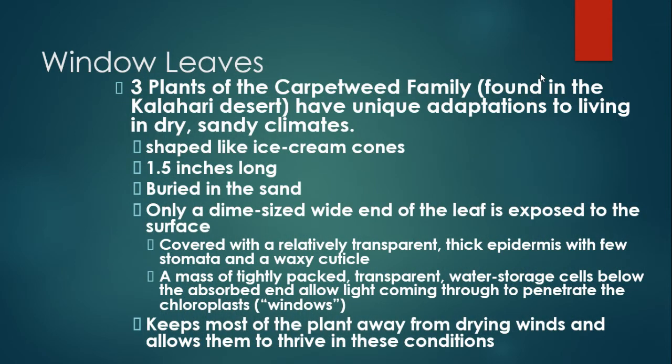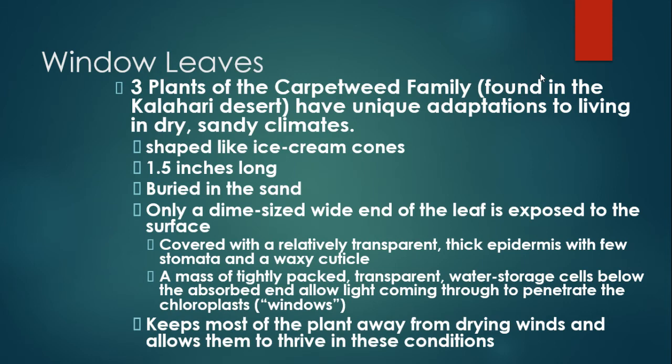Window leaves. There are 3 plants of the carpetweed family found in the Kalahari Desert that have unique adaptations to living in dry, sandy climates. They're shaped like ice cream cones, and they're about 1.5 inches long, buried in the sand. Only a dime-sized wide end of the leaf is exposed to the surface. They're covered with relatively transparent, thick epidermis with few stomata and a waxy cuticle.